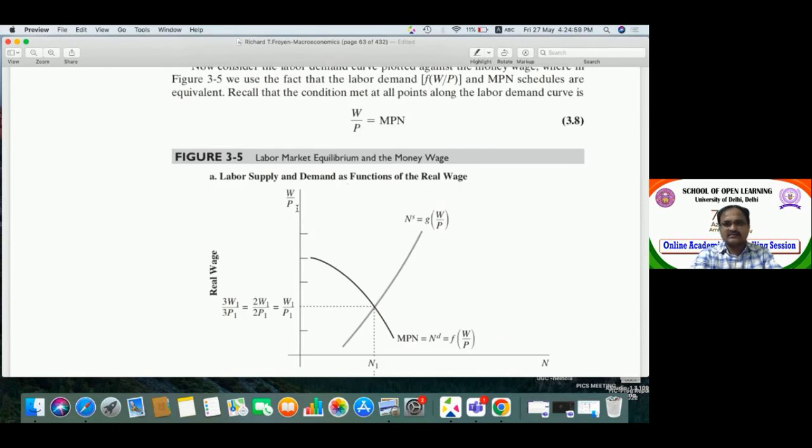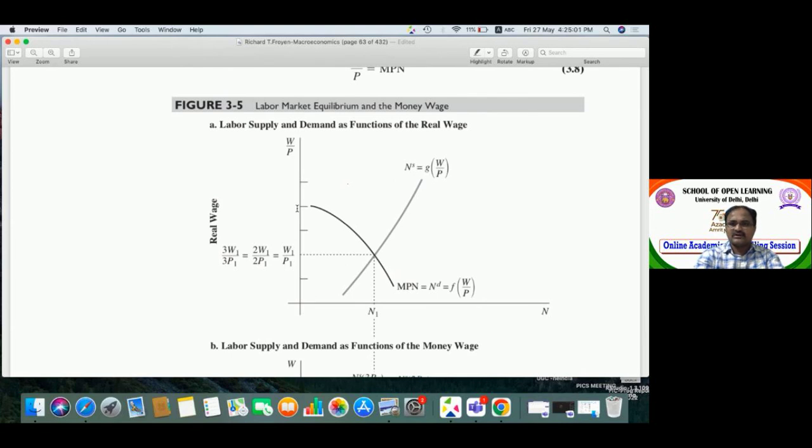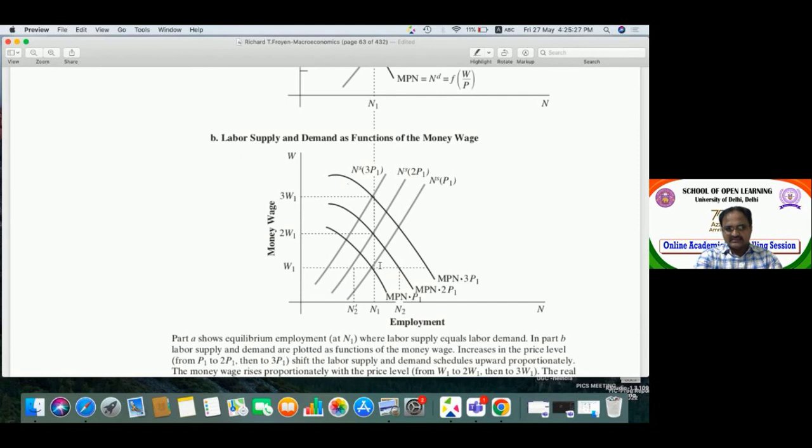In the classical theory of income determination, there is a demand for labor curve, that is ND, MPN, and a supply of labor curve, NS. NS equals W by P, and ND is a function of W by P, MPN. Both are equal at a particular point, which you can call the wage rate. At that wage rate, employment takes place at this level. When demand changes, the wage rate changes. When supply changes, the wage rate will also automatically change.